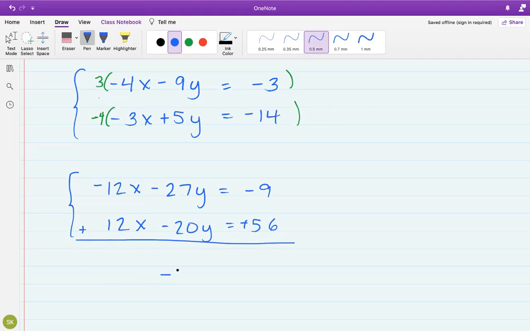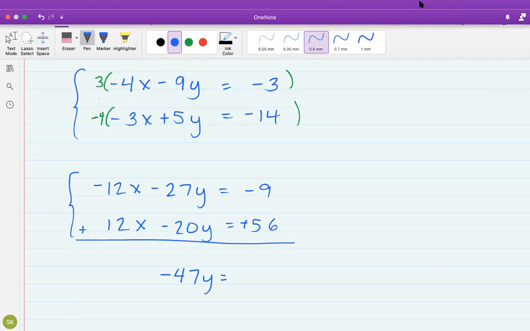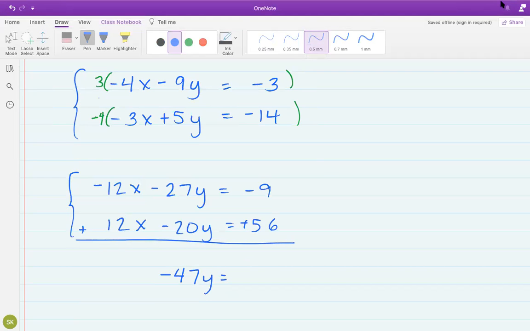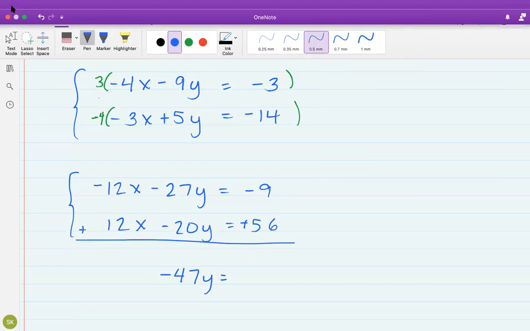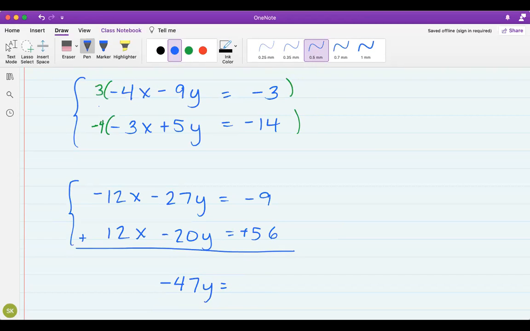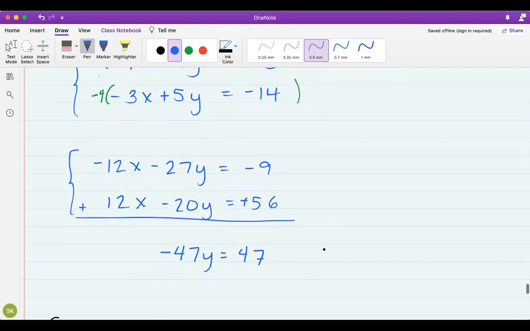So if you add these together, you get negative 47y is equal to, and then 56 minus 9. Let me pull out a calculator real quick. So 56 minus 9 is 47. So if we solve for y, we get y is equal to negative 1.